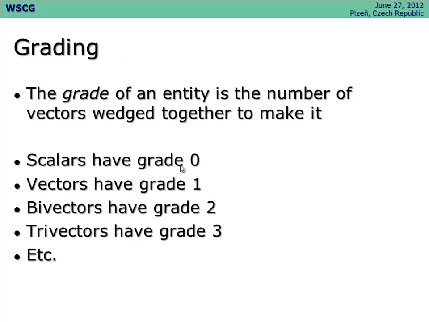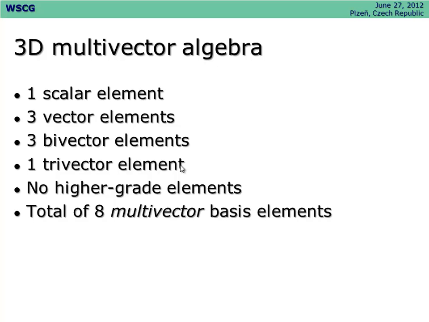Okay, so we have all these different things: scalars, vectors, bivectors, trivectors. We give these grades. So the bi meaning 2 and the tri meaning 3, just grade 2 and grade 3 elements in our mathematical system. And vectors have grade 1, scalars have grade 0. And it really represents the number of vectors that have been wedged together to get that entity.